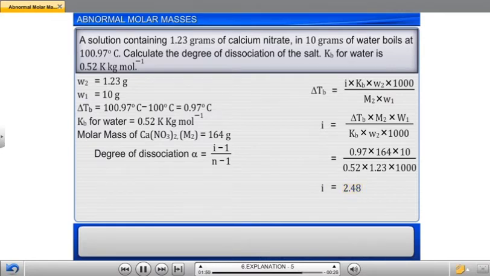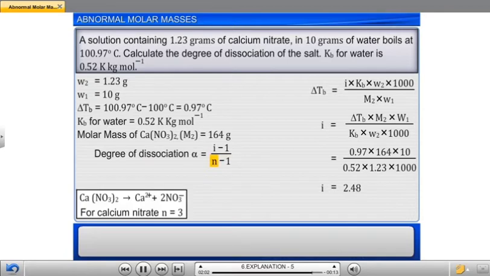Substituting for i in the equation, degree of dissociation alpha is equal to i minus 1 divided by n minus 1. Now, n for calcium nitrate is 3. On solving, we get the degree of dissociation. Alpha is equal to 0.74.